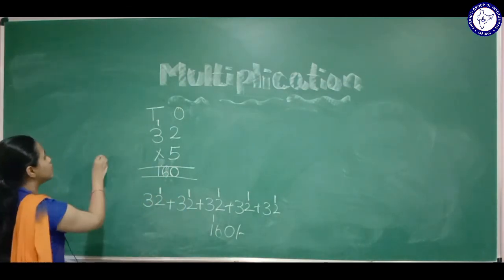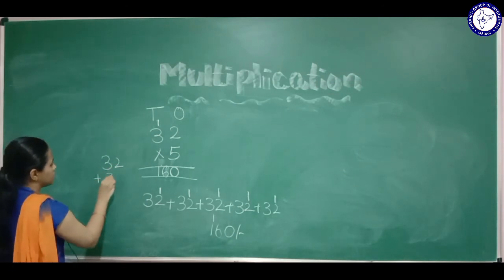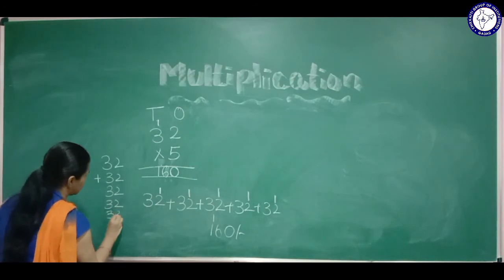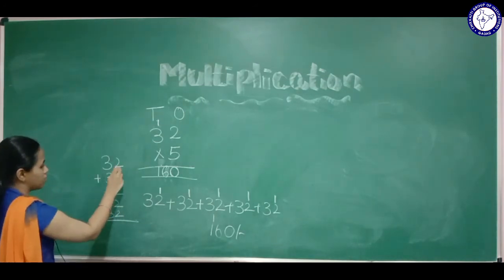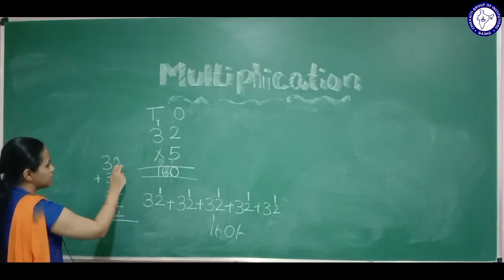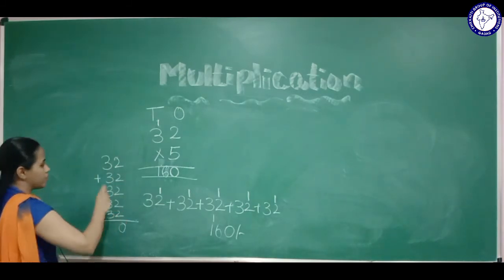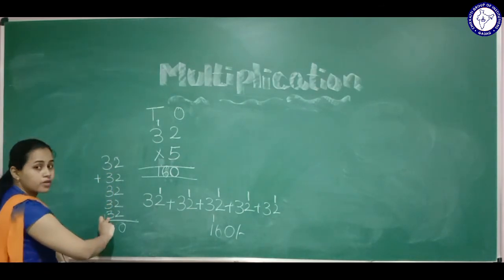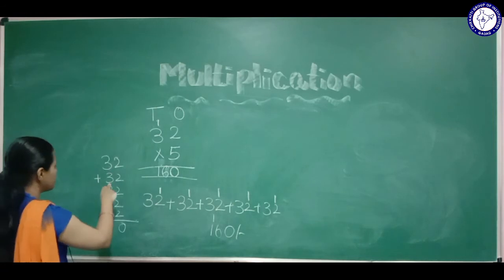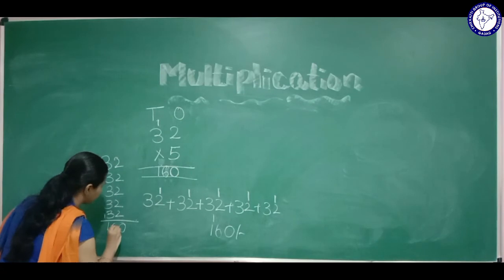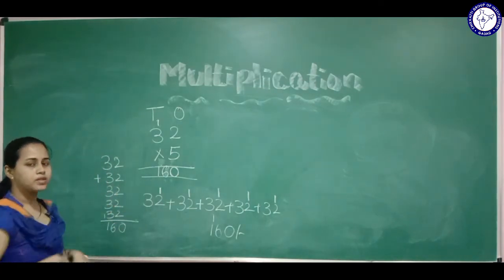So you can do it like this also: 32 plus 32 plus 32 plus 32 plus 32, right? So 2 plus 2 plus 2 plus 2: 2, 4, 6, 8, 10. Okay, the same thing. 3, 6, 9, 12, 15, right? So 15 plus 1 is 16. So we got the same answer, right?